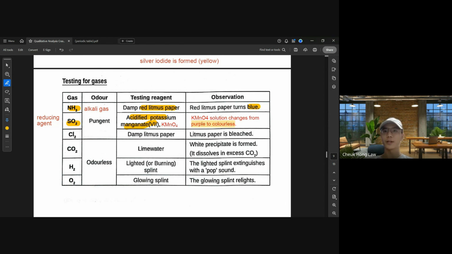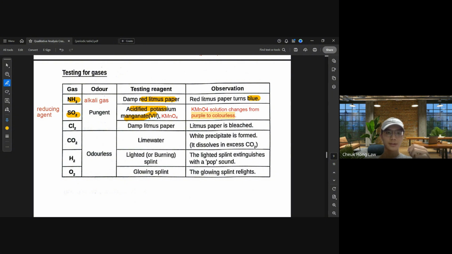Okay, we learned this in redox. KMnO4 solution changes from purple to colorless when there is a presence of a reducing agent like sulfur dioxide gas. Okay, so I'm also giving the explanation for all these tests so that you can understand and you won't have to memorize. Right? Then next we have chlorine.